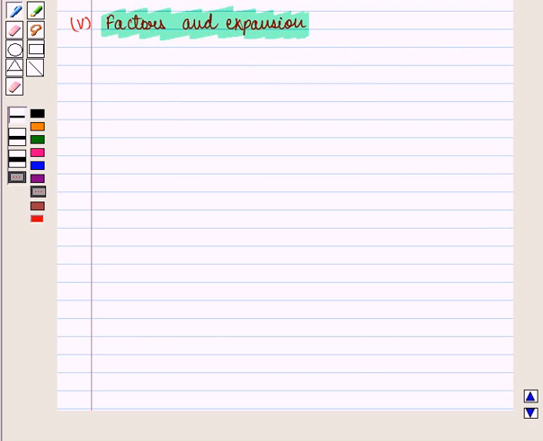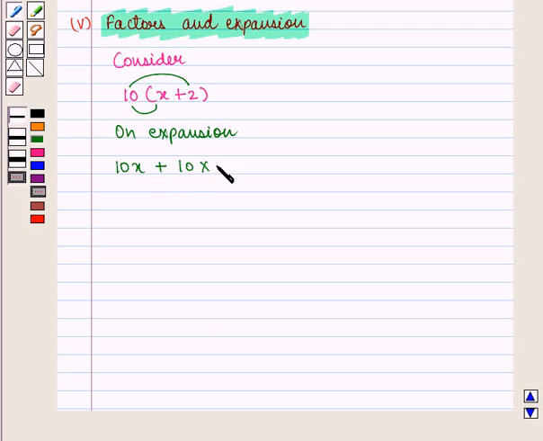Next we are going to discuss factors and expansion. If we consider the expression 10 times (x plus 2), on expansion, we can write it as 10 into x plus 10 into 2, which is equal to 10x plus 20.